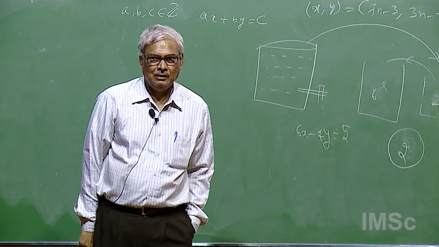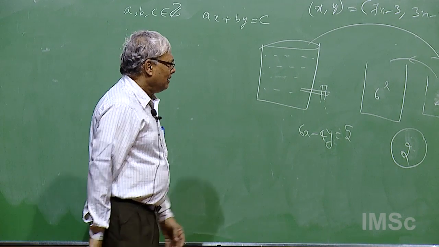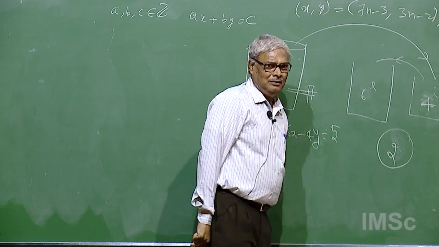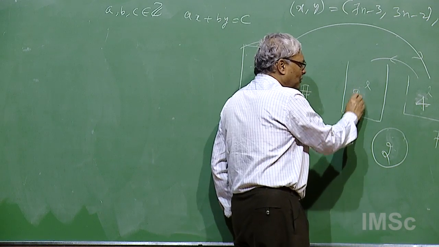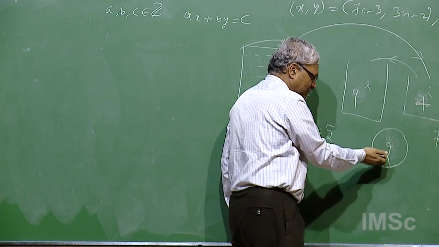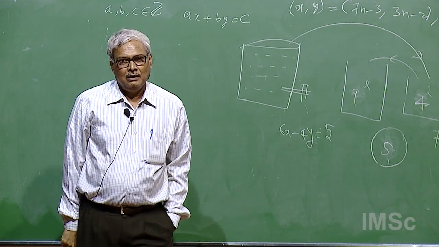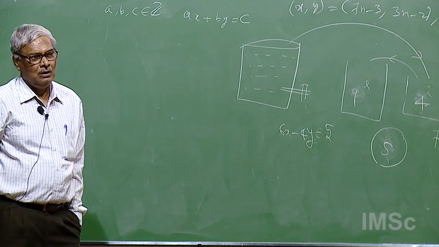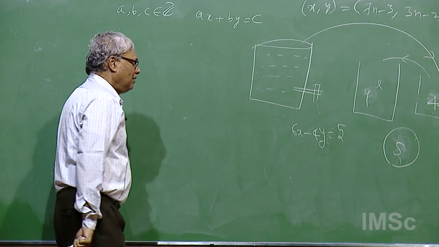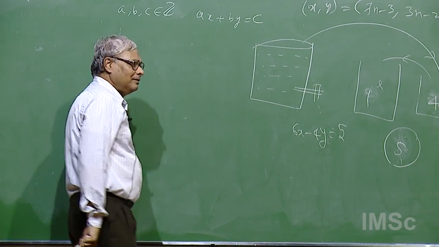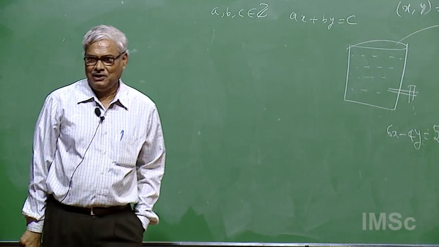Prime numbers? No, well, see if I had 9 and 4, none of them is a prime number, but still I can get 5 liters. A, B, C or co-prime? Well, that's a sufficient condition.